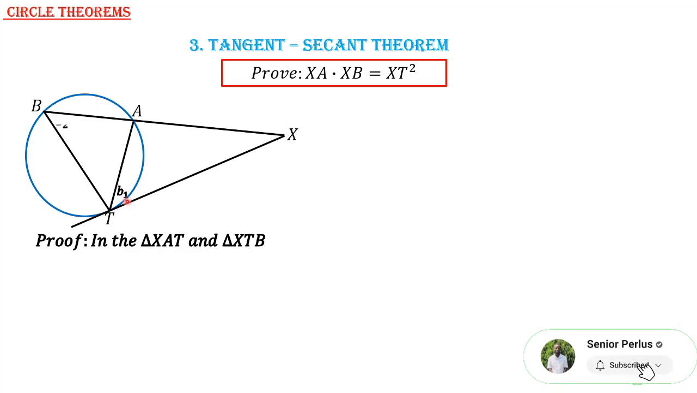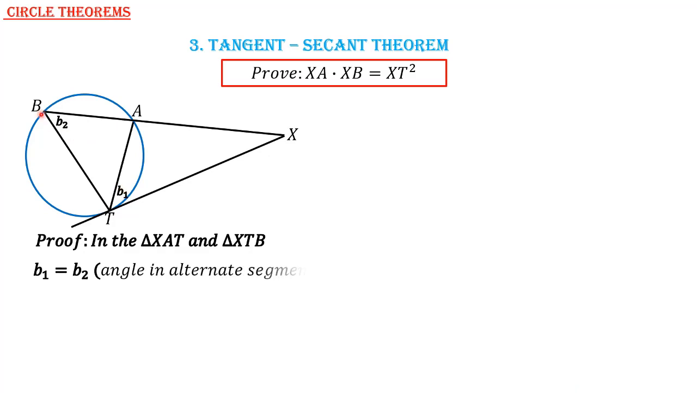So B1 and here too is B2. Why are we saying that B1 is the same as B2? Angle in alternate segment. Do you remember under circle theorem? We said that this angle here is the same as the angle here. And we said that angle is an angle in alternate segments.